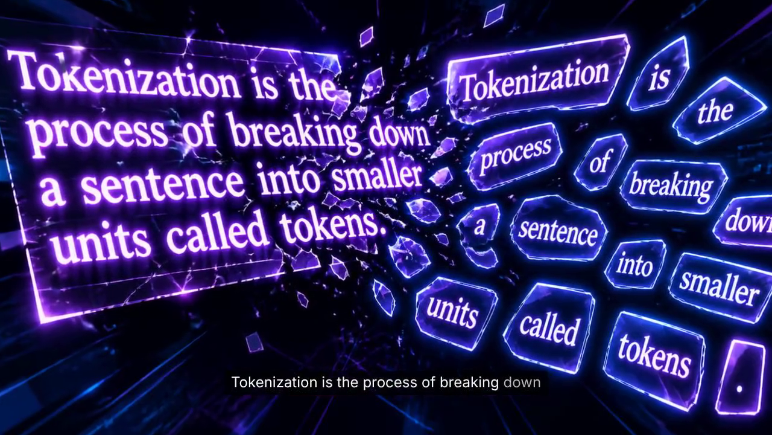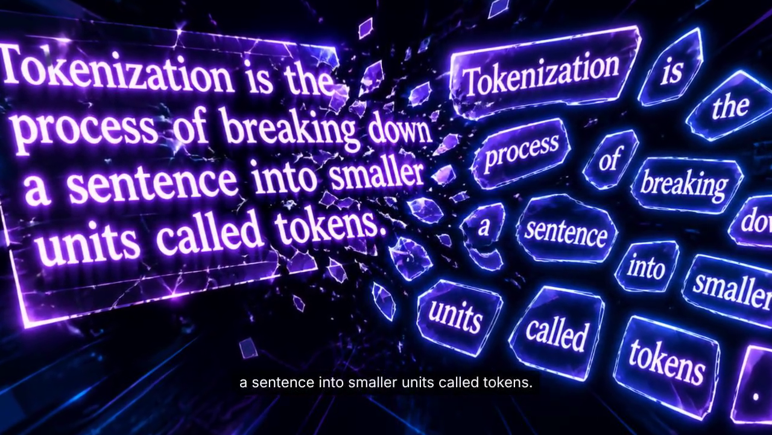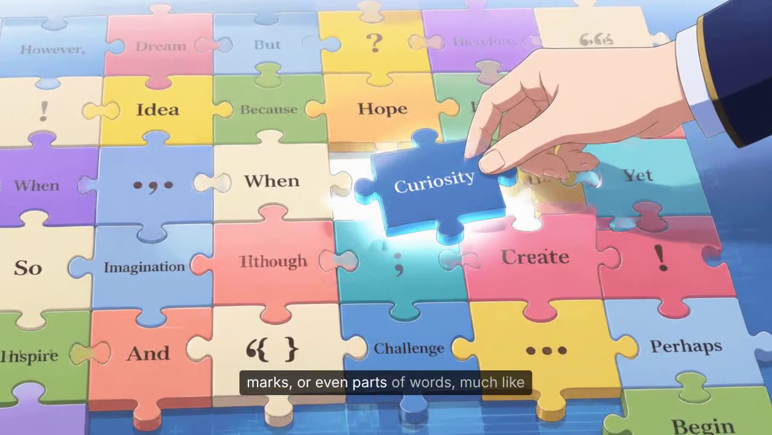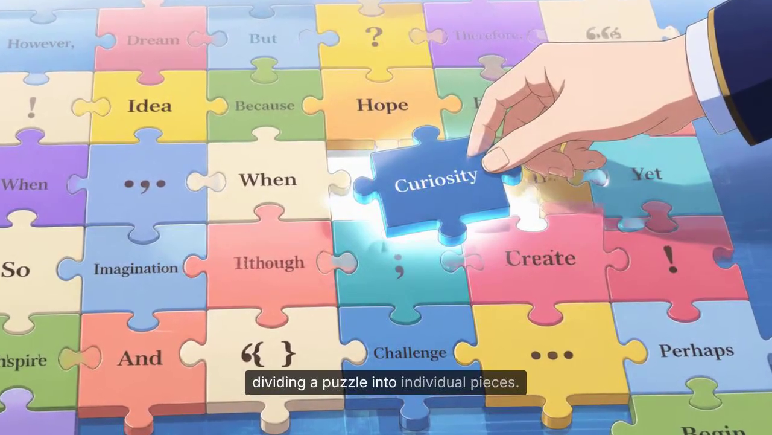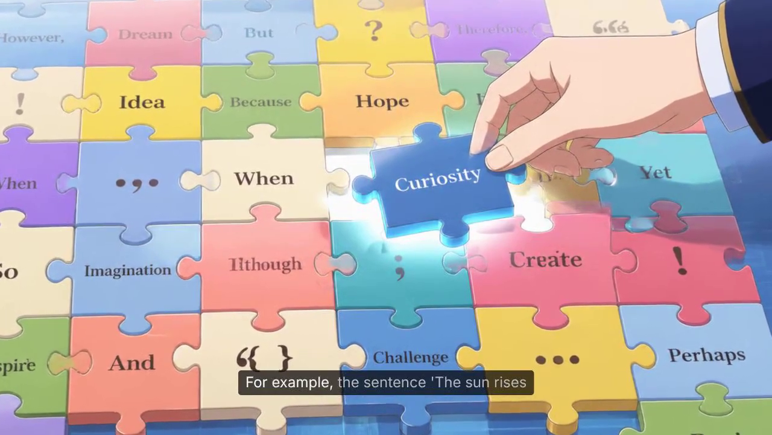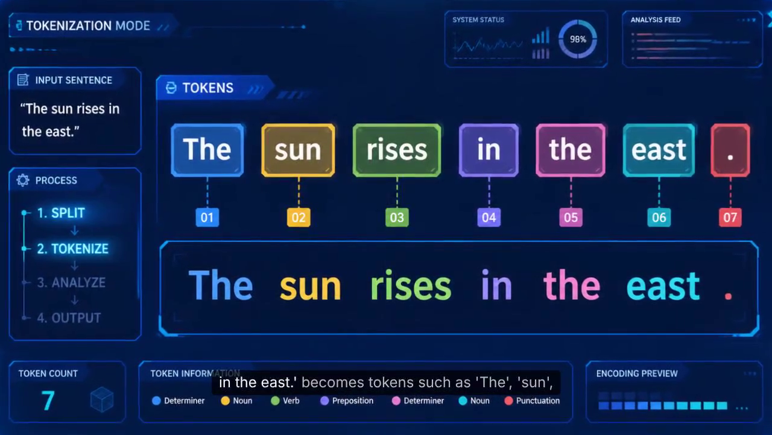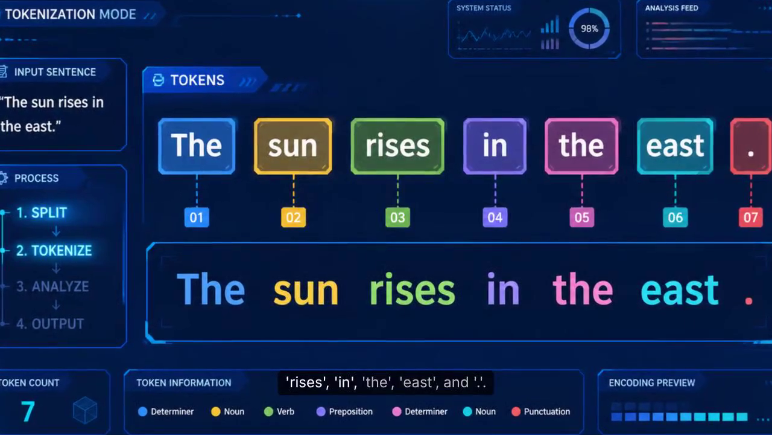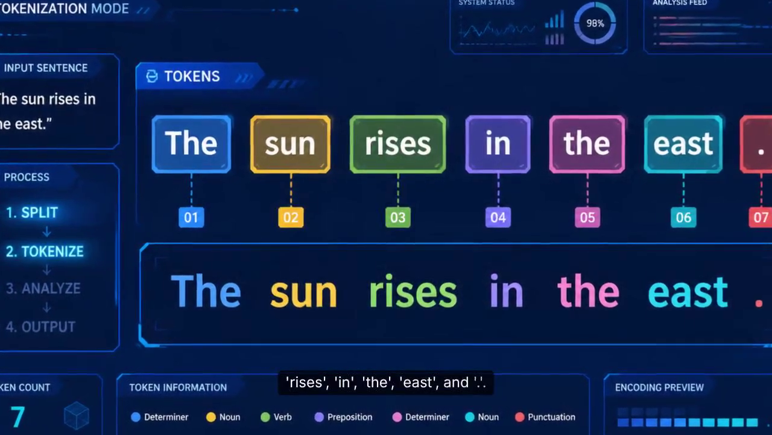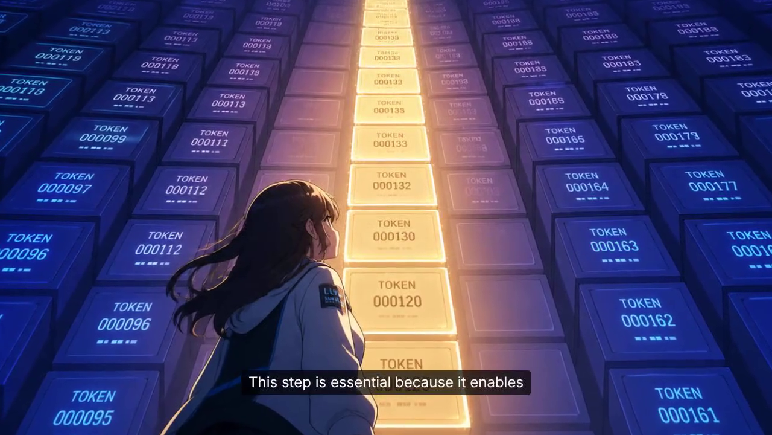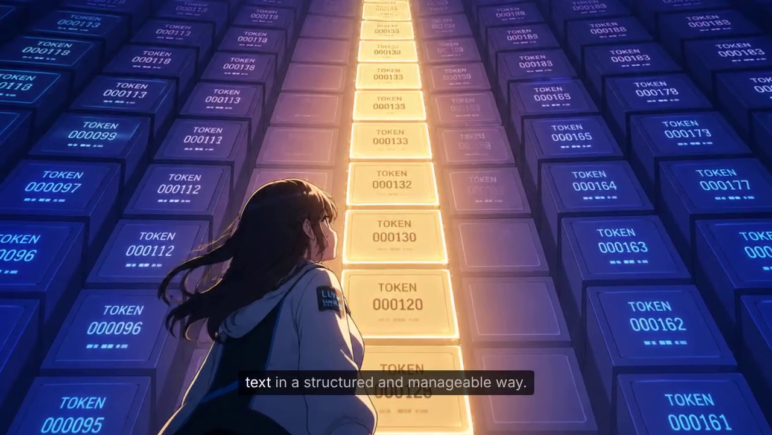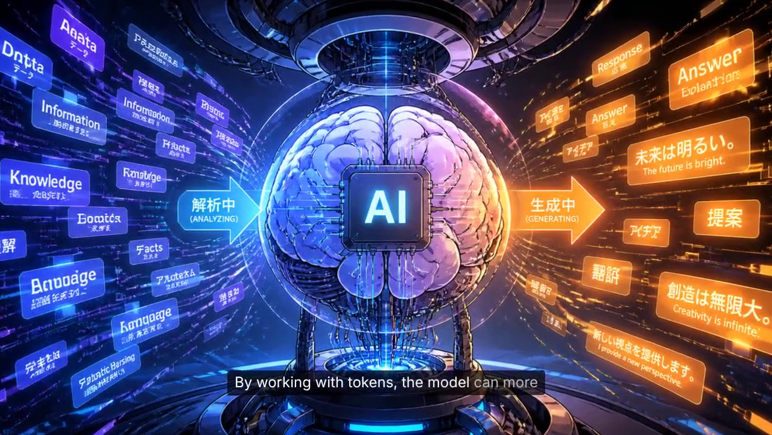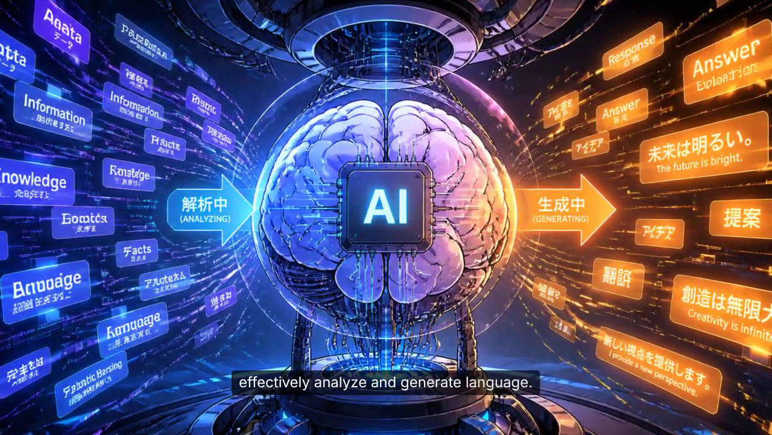Tokenization is the process of breaking down a sentence into smaller units called tokens. These tokens can be words, punctuation marks, or even parts of words, much like dividing a puzzle into individual pieces. For example, the sentence, "The sun rises in the east," becomes tokens such as the, sun, rises, in, the, east. And this step is essential because it enables language models to process and interpret text in a structured and manageable way. By working with tokens, the model can more effectively analyze and generate language.